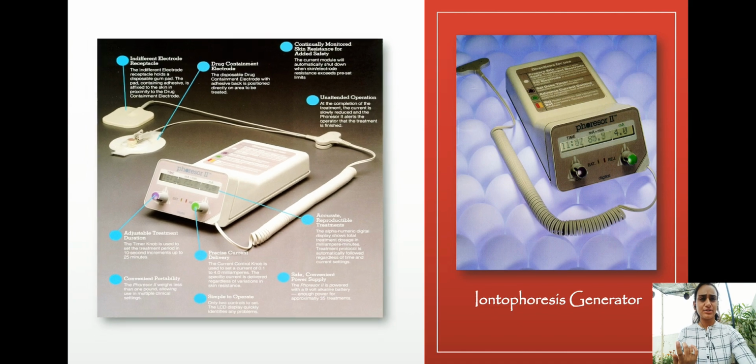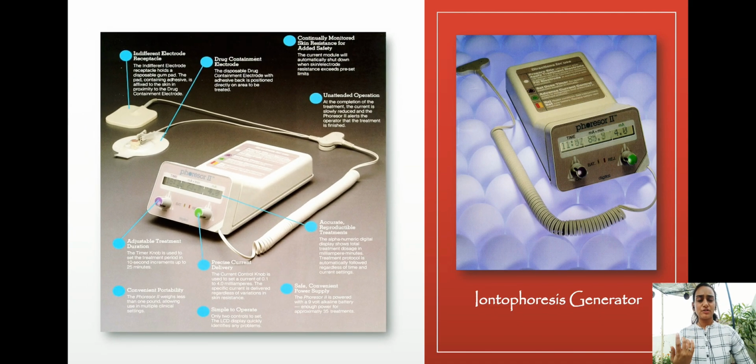And this is a very interesting picture of a generator which shows the functions, as you can all see. You can notice two buttons there, the green and the purple one. The purple one is used to control the time duration, and the green one is used to control the current intensity. As you can see in the right picture on the display, it shows the time as well as the current. Now, come back to the left picture. You can see these two electrodes. I hope you're now aware of its working, as I explained earlier.